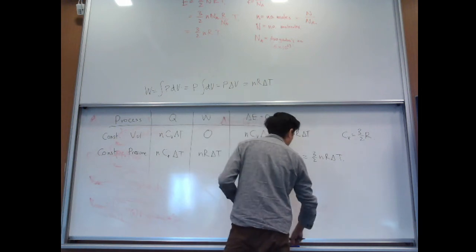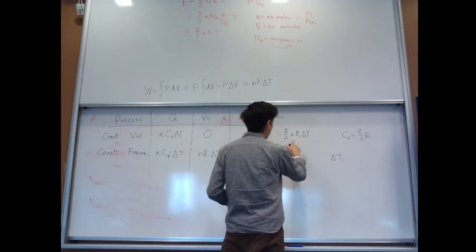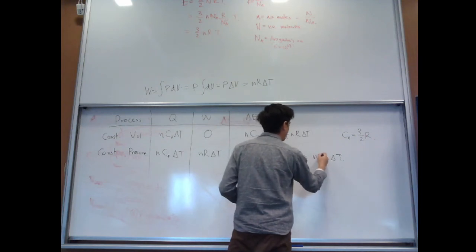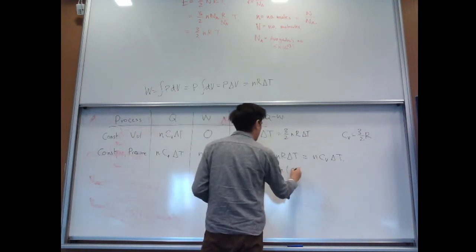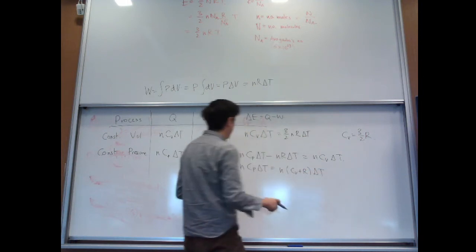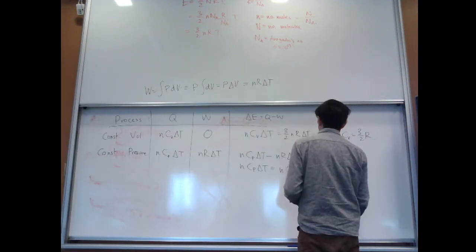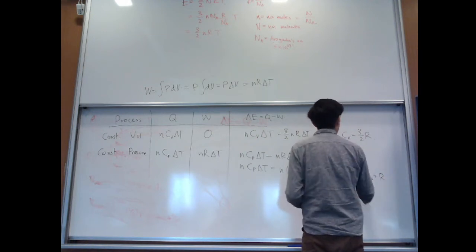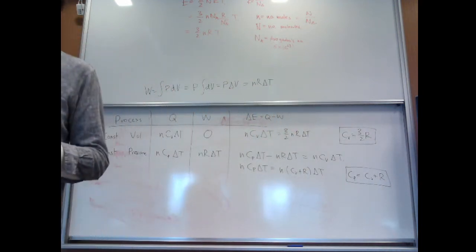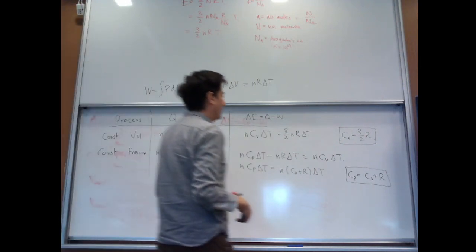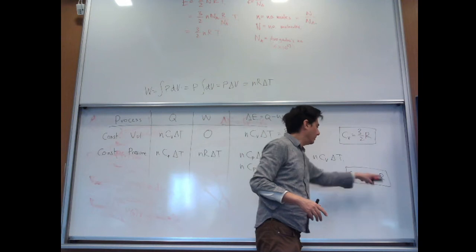Okay, so usually the way that people write this is, because this 3/2 nR is n CV, usually the way people write this is like this: n times CV plus R. So basically the relation that you can see here is that the heat capacity for constant pressure should be different from the heat capacity for constant volume by an addition of R.